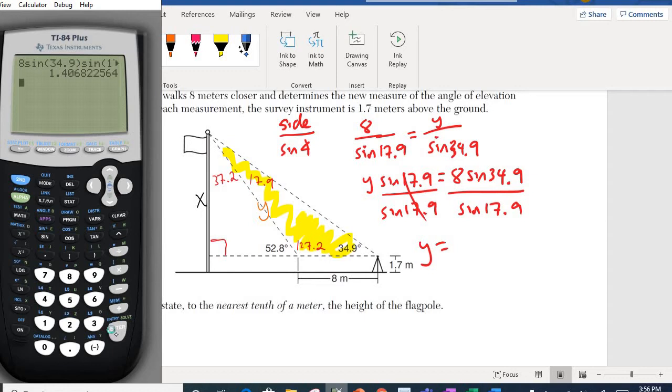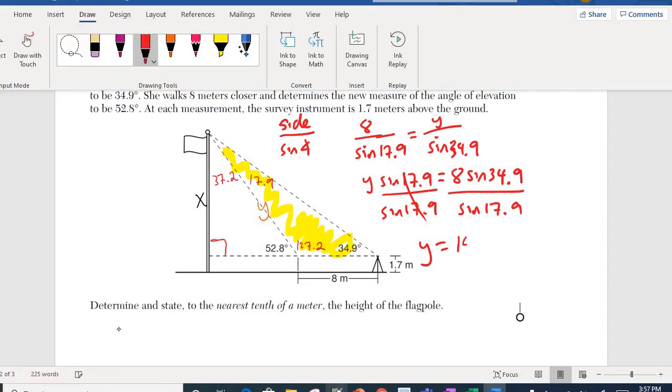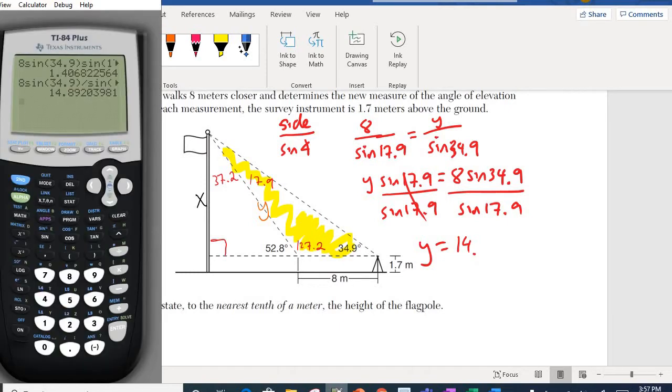Oh, no, I typed that incorrectly. I multiplied. Let me fix that. I was going to say that answer didn't make sense. Well, here we go. 8 sine 34.9, close parentheses, divided by the sine of 17.9. Okay, that looks a little bit better. Remember we said about 4 decimal places, so I'm going to say 14.8920.